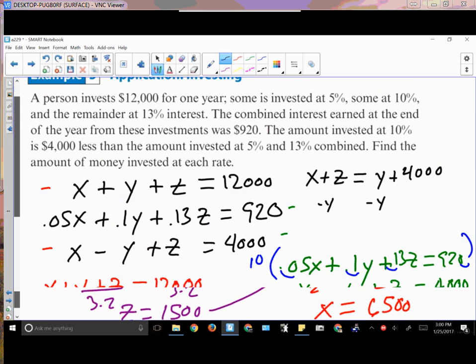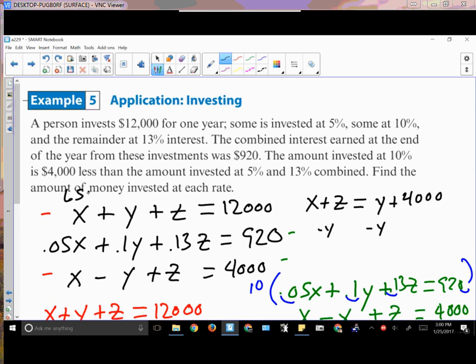So, x is 6,500, z is 1,500. So, if I put those together, that's $8,000, right? And I end up with 4. 1, 2, 3. So, 6,500 at 5%, 4,000 at 10%, and 1,500 at 13% will give me $920 at the end of the year. Yep.